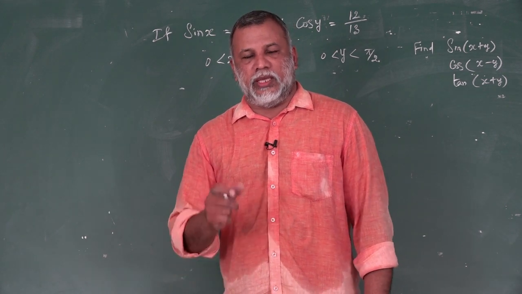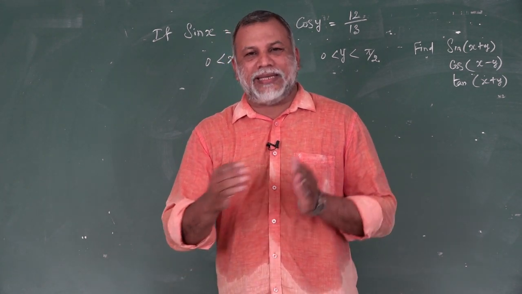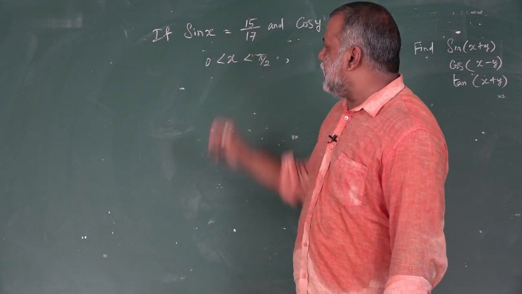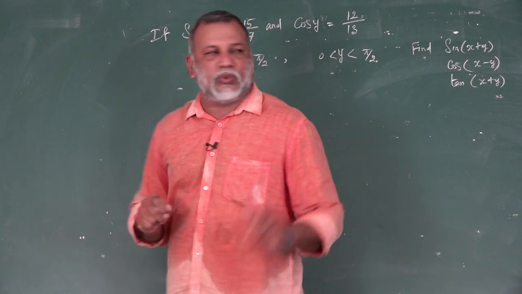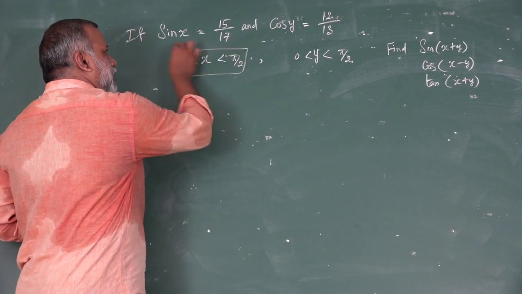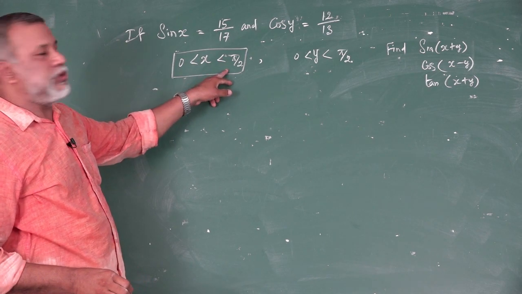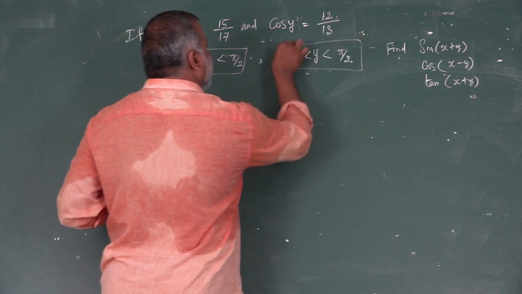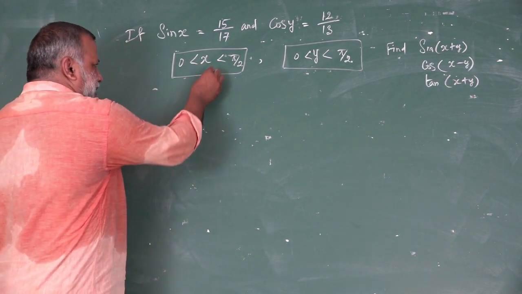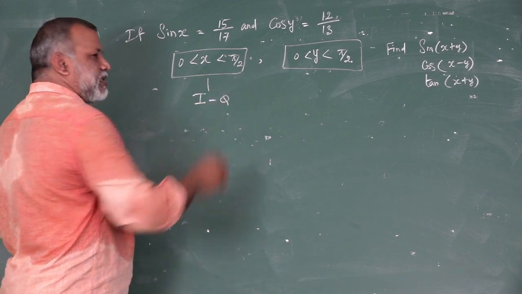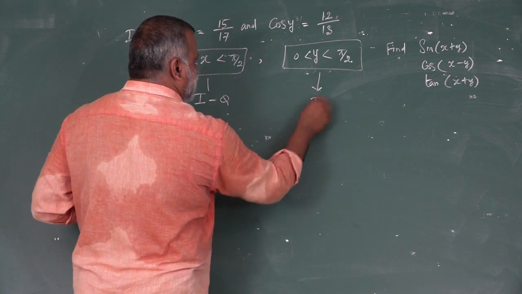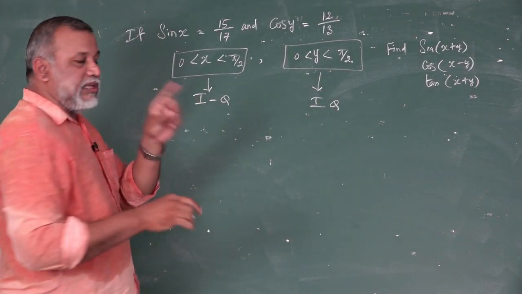Listen students, today you have one homework related to compound angle formulas. See the given data: sin x equal to 15 by 17 and cos y equal to 12 by 13. See the condition: x greater than 0 and less than pi by 2. Here y is also greater than 0 and less than pi by 2. What is the meaning of x greater than 0 less than pi by 2? It lies in the first quadrant. Here also y greater than 0 less than pi by 2, so it also lies in the first quadrant. These are the given two data.